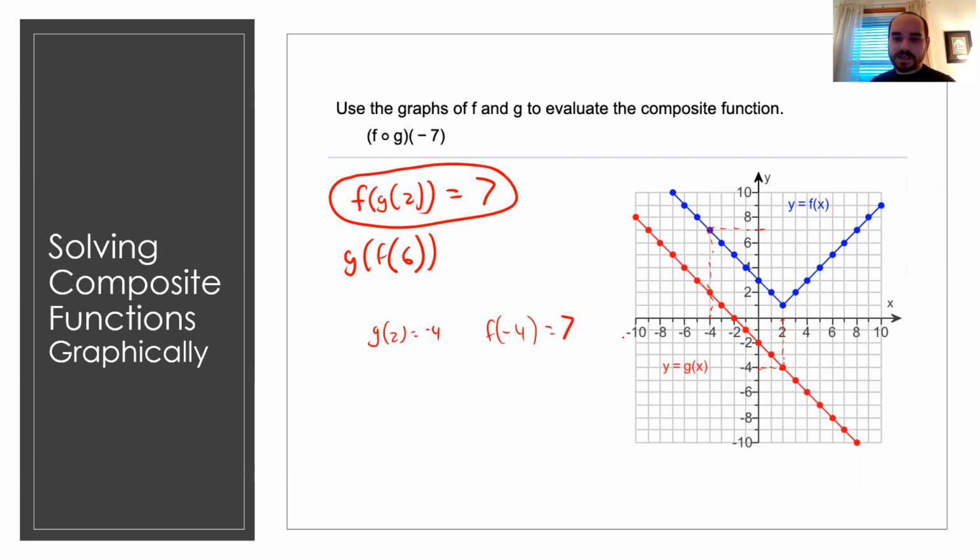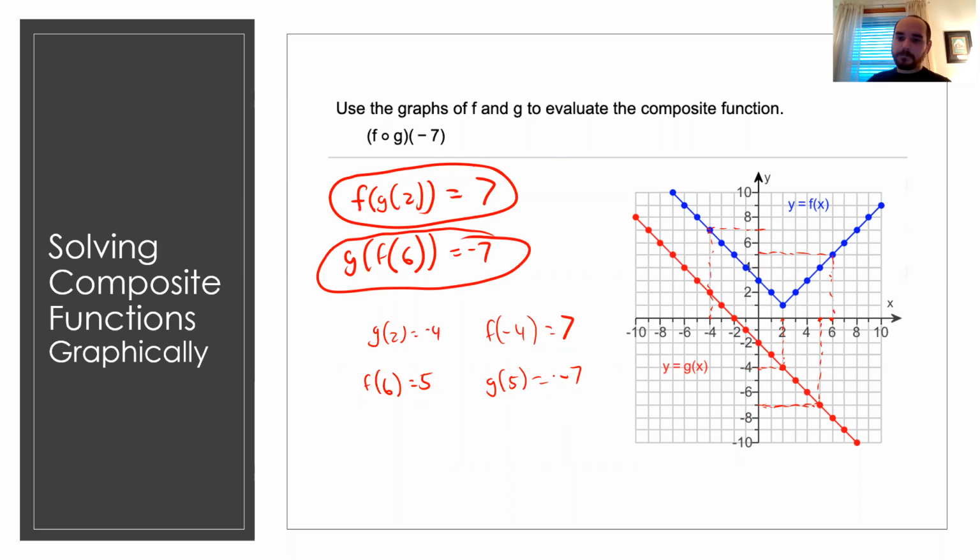Then for g of f of 6, this time we're going to start with f because f is our internal function. That's the one closer to the middle. So we go to f of 6, look at 6, we go up. f of 6 is apparently 5. So that means we need to solve g of 5. And g of 5, we move over to 5, which is right here, drop down. And it looks like that is at -7. So g of f of 6 equals -7.